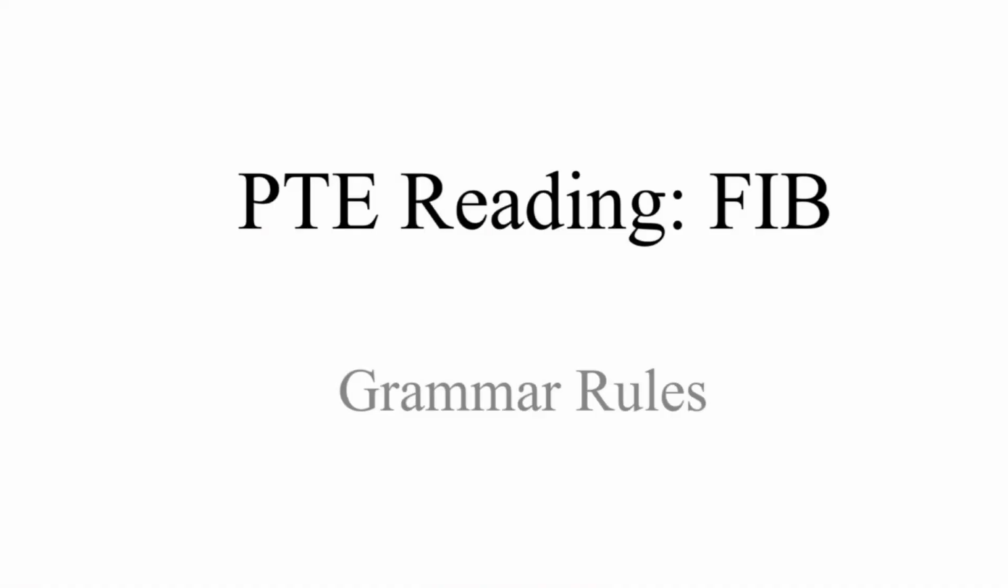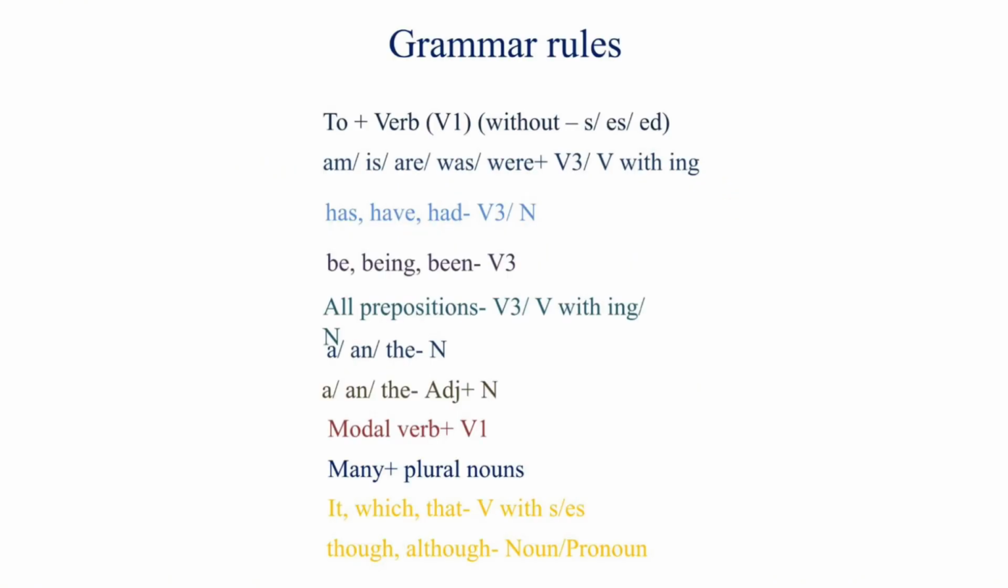Okay, so today not only will we be looking at the grammar rules, I'll be giving a few grammar shortcuts to you which you will be applying, and we'll be looking at the other things as well which are related to grammar. So let us start with the grammar rules that would be applicable in the reading fill in the blanks. So the first rule is, after to, if there is a blank, there would always be a verb in its original form.